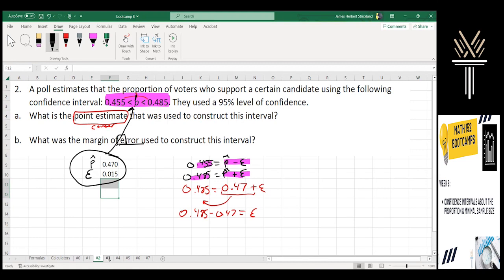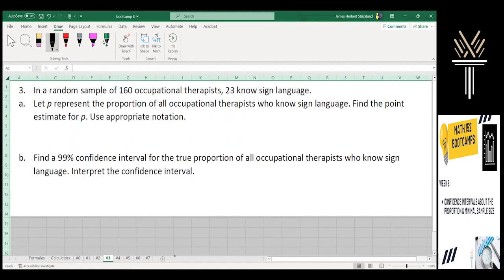Let's keep it moving. So as always, start with the question itself so you know what formula to use. And you can see, find the point estimate. That means that we're going to find our p hat. So that means we just need to write our fraction. And we see two numbers. So it's either 160 out of 23 or 23 out of 160.